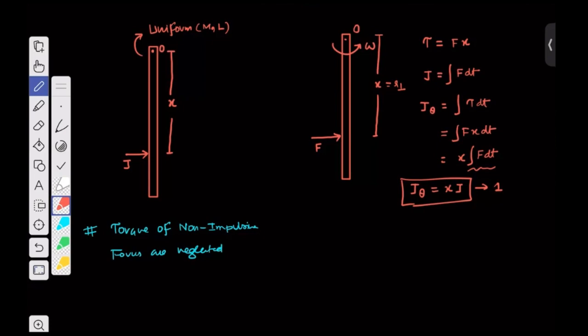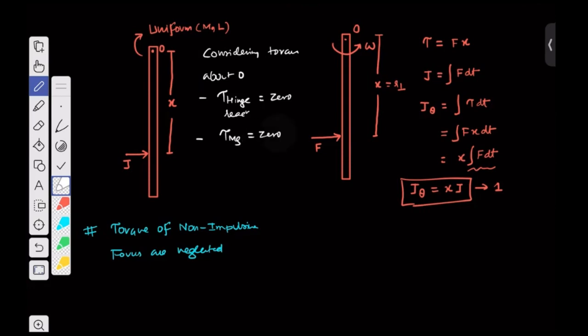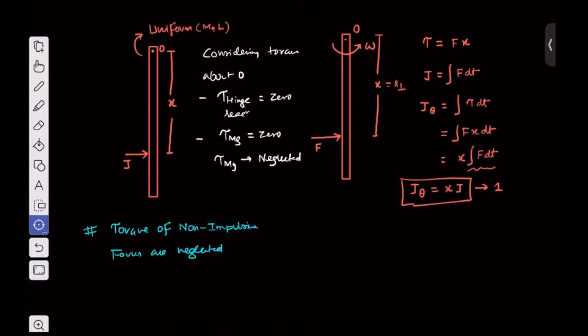Got it now? And what we are doing is we are considering torque about O. So the torque of the hinge reactions, even if it was impulsive, is going to be zero because they are acting at the point of rotation only. And the torque of mg is zero. But even if it was not zero, the torque of mg is going to be neglected. So the only force having any torque about the point O is the impulsive force whose impulse is given to us as J. So the torque of that force, we can figure out, it's simple only, F into X.